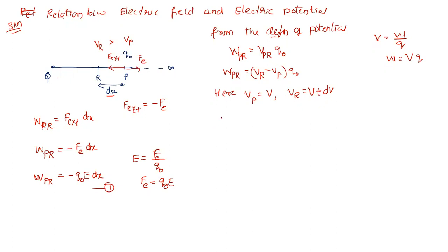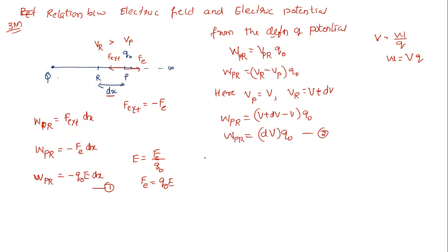Now let's insert here. The work done to move the charge from P to R: Vr means V plus dV, minus Vp means V, into Q naught. So V is going to cancel, and it is dV multiplied by Q naught. Let's say this is equation number 2, the work done to move from P to R.